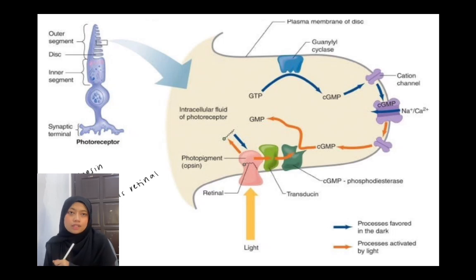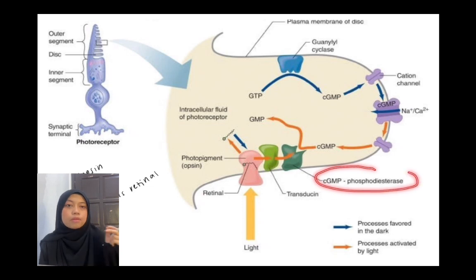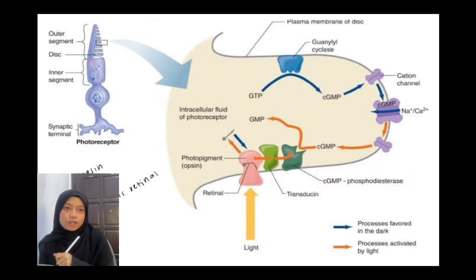Phosphodiesterase is activated by transducin, and this enzyme quickly breaks down the cGMP. The reduced level of cGMP causes the cation channel to shut and the membrane potential to hyperpolarize, blocking the release of neurotransmitter.